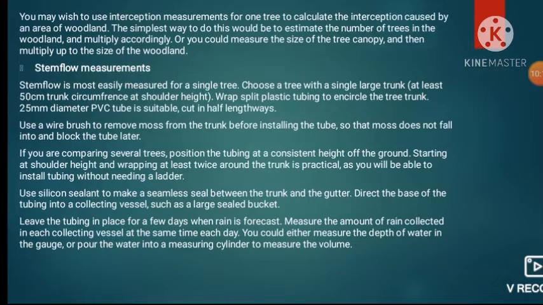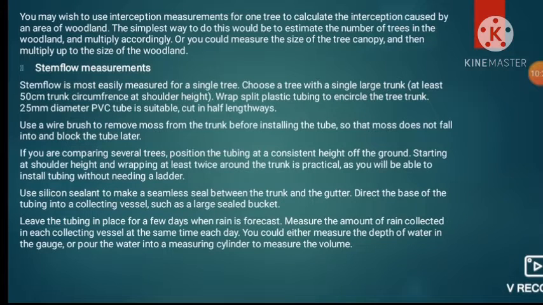Rub split plastic tubing to encircle the tree trunk. 25 mm diameter PVC tube is suitable. Cut in half lengthways. Use a wire brush to remove moss from the trunk before installing the tube, so that moss does not fall into and block the tube later.